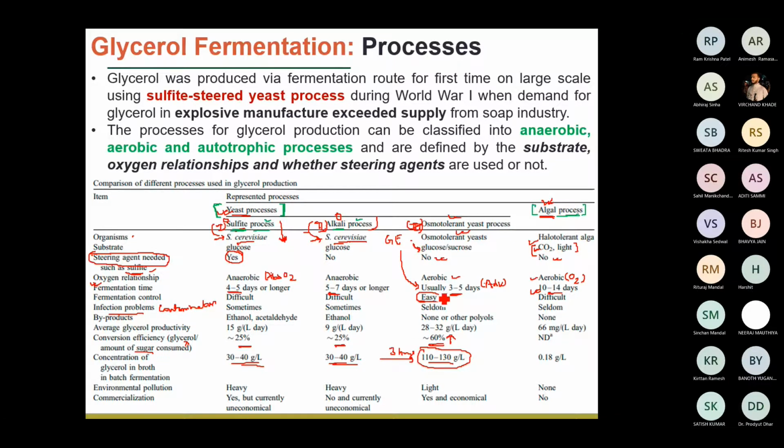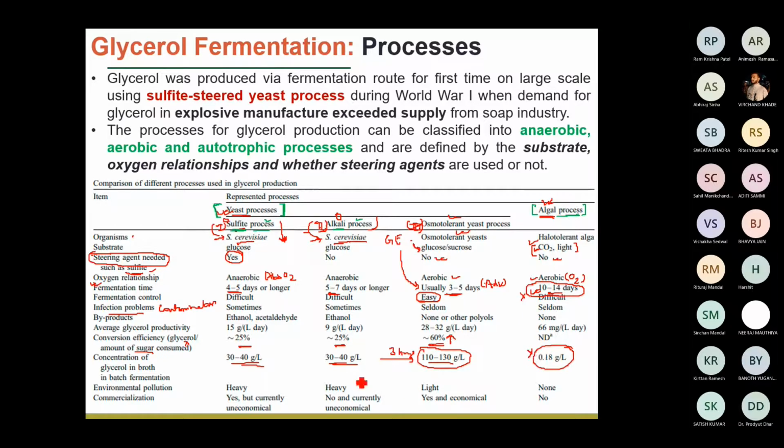And if you see the algae, in that case, the production is significantly very low. It is a very low production, and the time of production of the glycerol by the algae is very high. And because of these two disadvantages, it is generally not used in industrial scale fermentations.